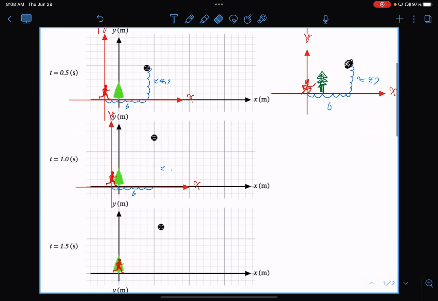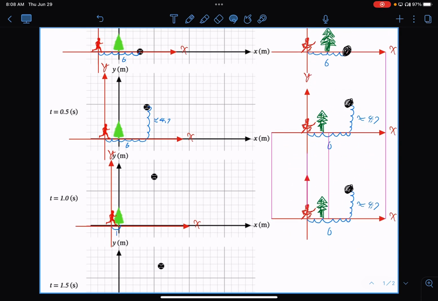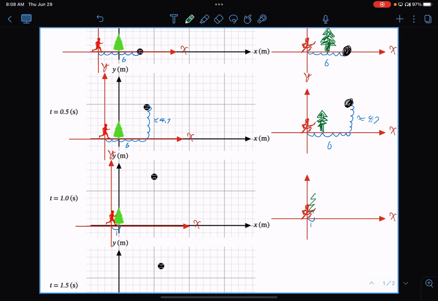And now the tree is just 1 meter to the right of the boy. It's just 1 meter. So in the boy's frame, at t equals 1, the tree should be 1 meter to the right of the boy. So you should just go 1. And this is where the tree is right now, inside the boy's frame. The boy can see that the tree is very close to him, and that is indeed true.